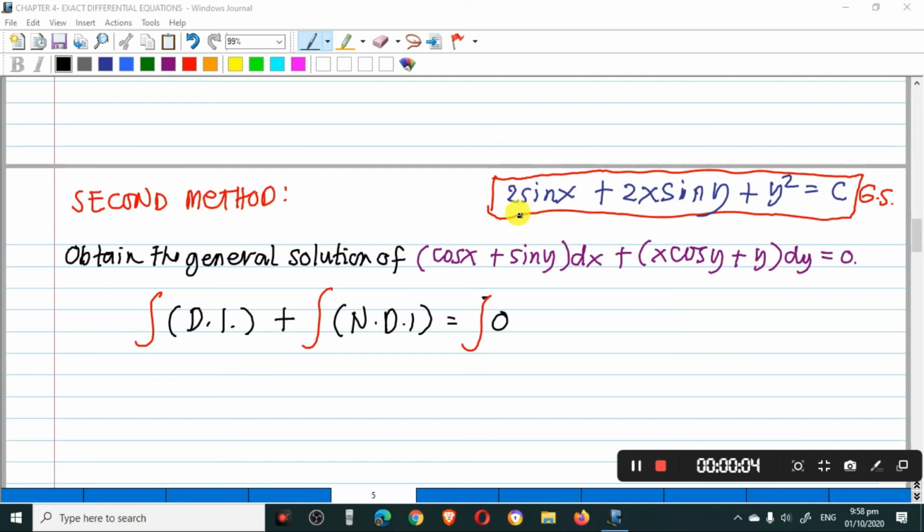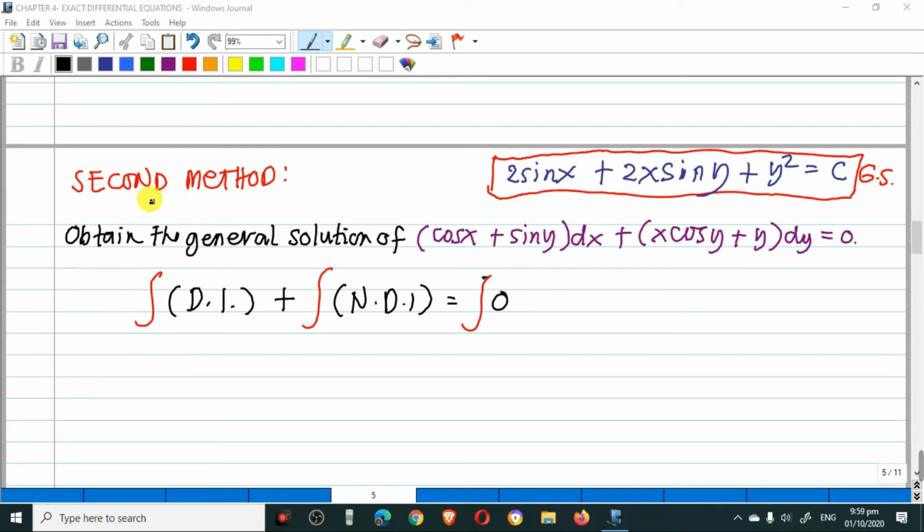We have here yung sagot natin sa first method, 2 sine of x plus 2x sine of y plus y squared is equals to c. This is the value of the general solution under yung ating first method. Let us use yung second method. Let us check if the same values of answer ang makukuha natin. So, under the second method, we will determine the direct integrable terms and also the non-direct integrable terms. So, using yung ating exact differential equation, let us simplify for us to determine the direct and non-direct integrable terms.